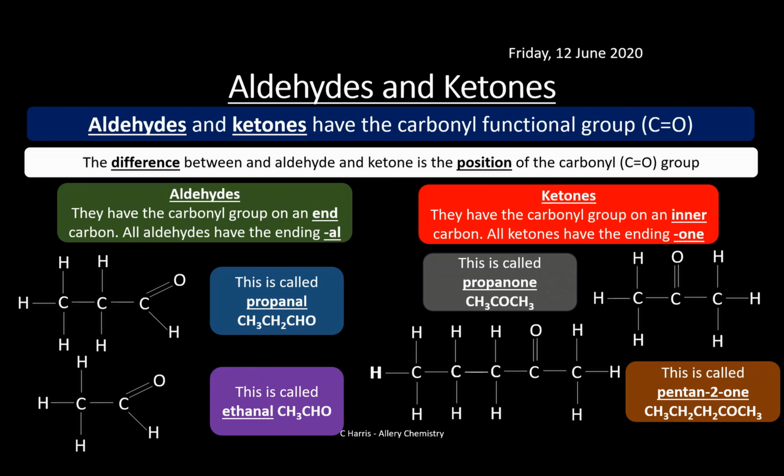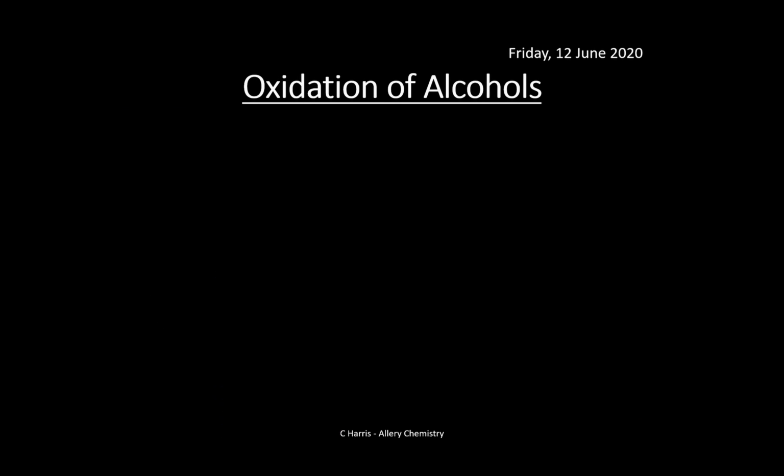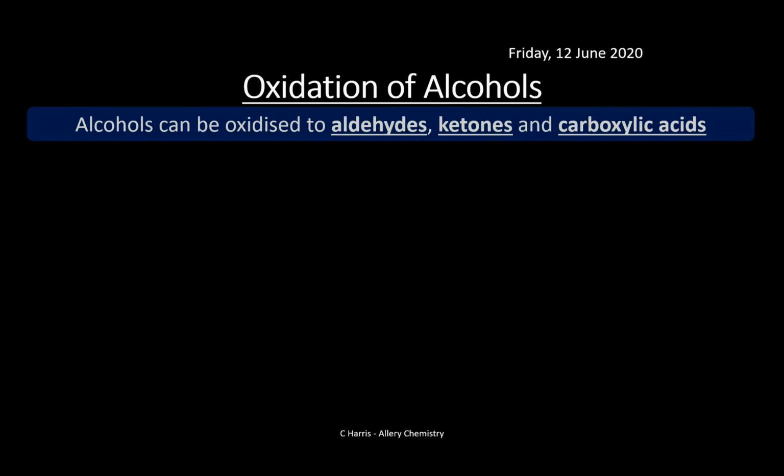So we've now looked at aldehydes and ketones. We're going to see how we can actually make aldehydes and ketones, and we make them by the oxidation of alcohols. We're also going to need to know about the practical techniques associated with this. So alcohols can be oxidized to aldehydes, ketones, and to carboxylic acids.